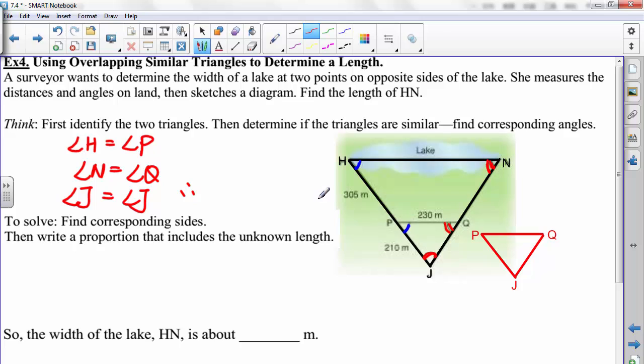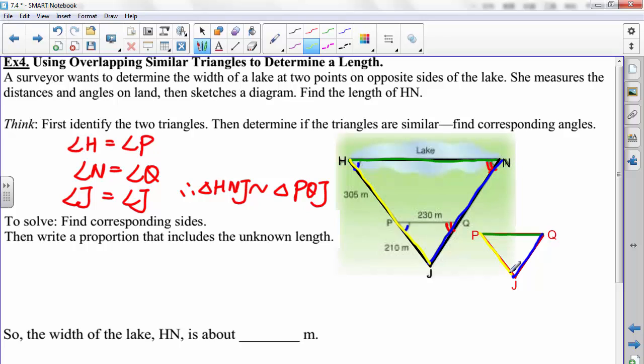Let's name these two triangles properly. So the first triangle, which is the big one, I will write down HNJ. I just follow the order on the left side. So for the other side, I will write down triangle PQJ. They are similar triangles. Since they are similar triangles, let's find the corresponding sides. We can tell HN corresponds to PQ, NJ corresponds to QJ, HJ corresponds to PJ. We should have 3 pairs of corresponding sides.